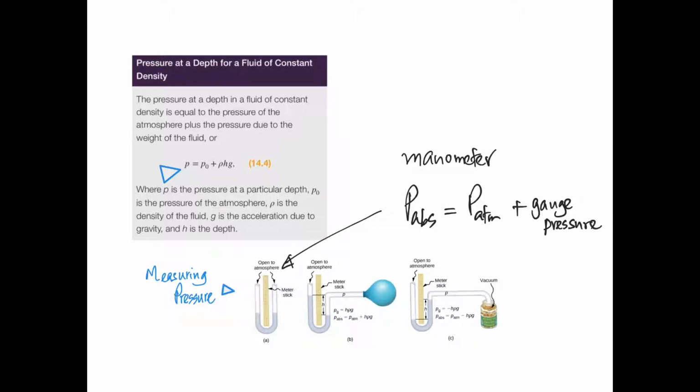All right, let me make that clear. The gauge pressure is H rho g. If you add H rho g to the atmospheric pressure, what you get is called the absolute pressure. That's an important formula to remember.